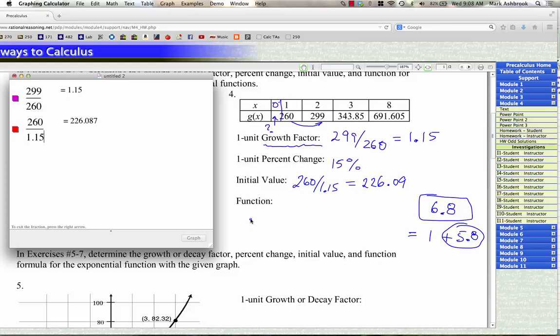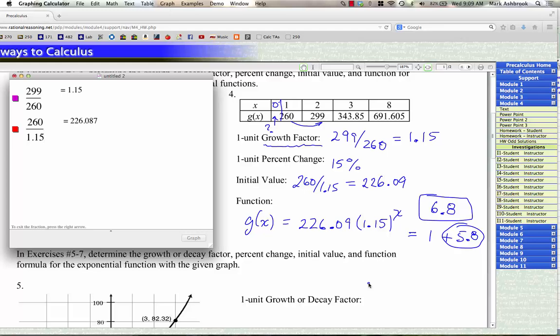Function g of x then is initial value times 1.15 to the x. When you see 1.15 to the x, you think what? 1.15 times itself x times. A string of 1.15s multiplied together.